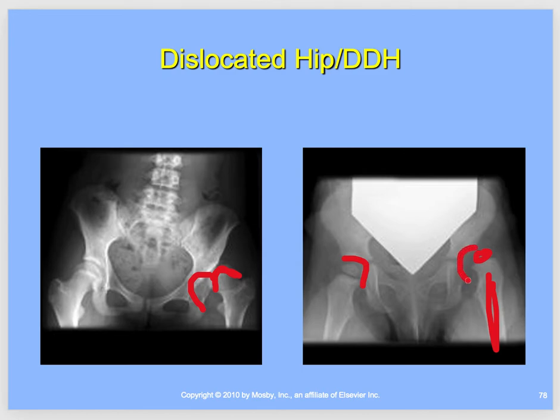So your acetabulum is here, so you've got some dislocation. There's some superior dislocation, but we don't know if it is posterior or anterior dislocation. But you can definitely tell that there is dislocation going on there.